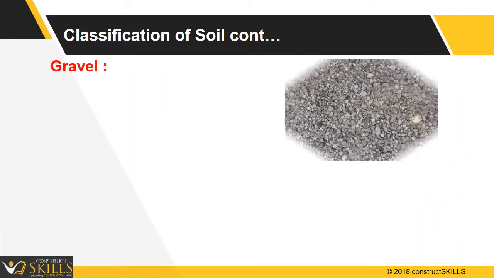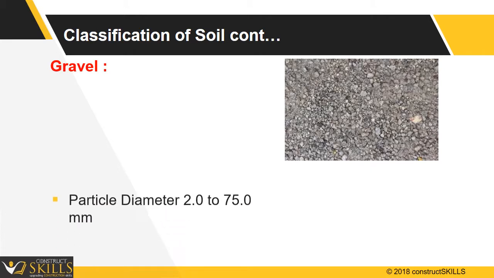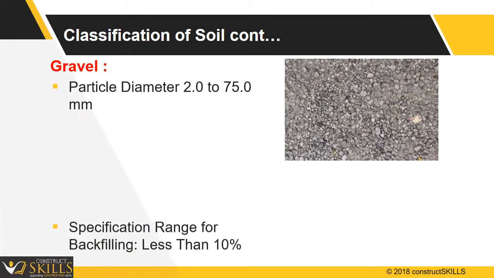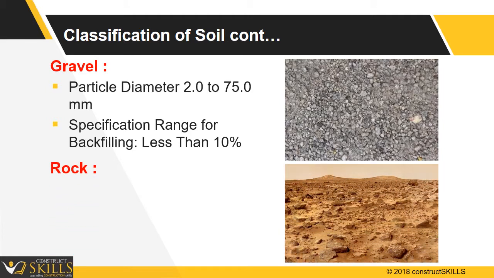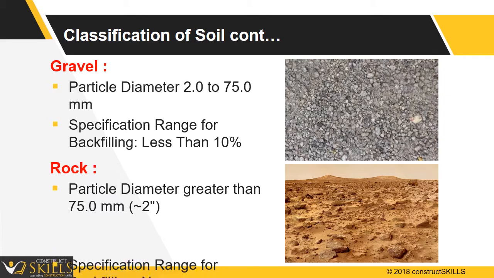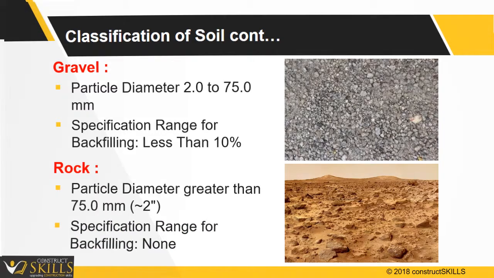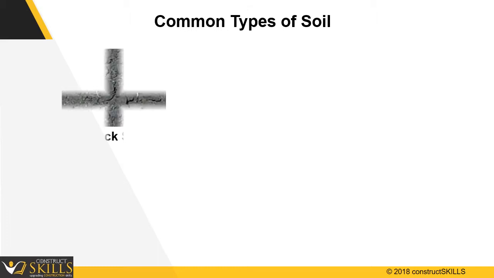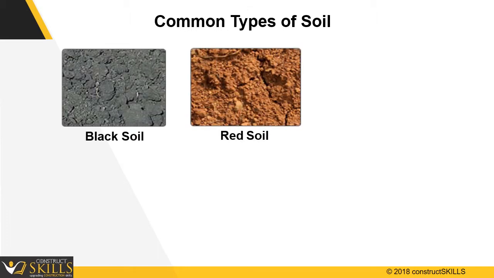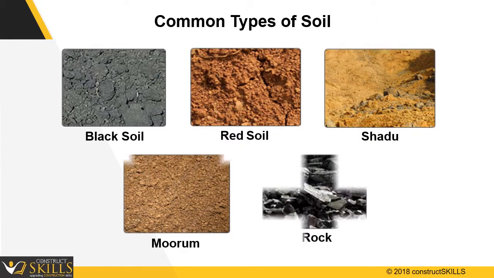Gravel has a diameter of 2 mm to 75 mm and its specified range for backfilling is less than 10%. Rock has a diameter greater than 75 mm and it has no specified range for backfilling. The most common types of soil are black soil, red soil, Shadu, Moorum and rock.